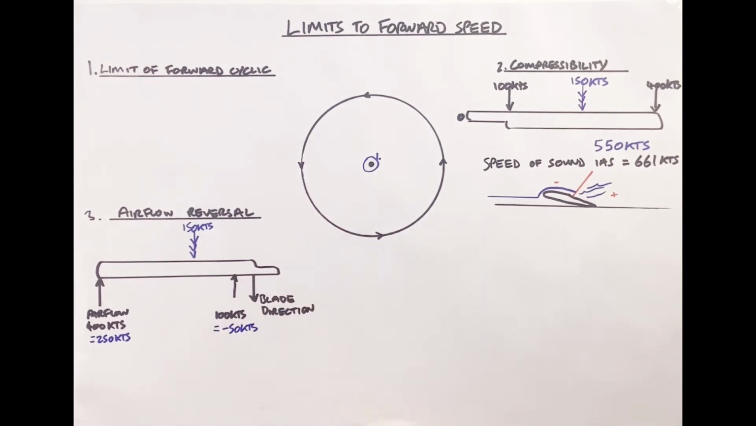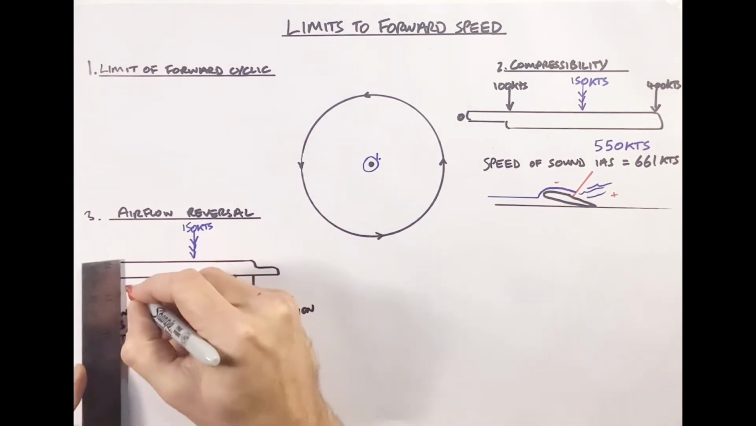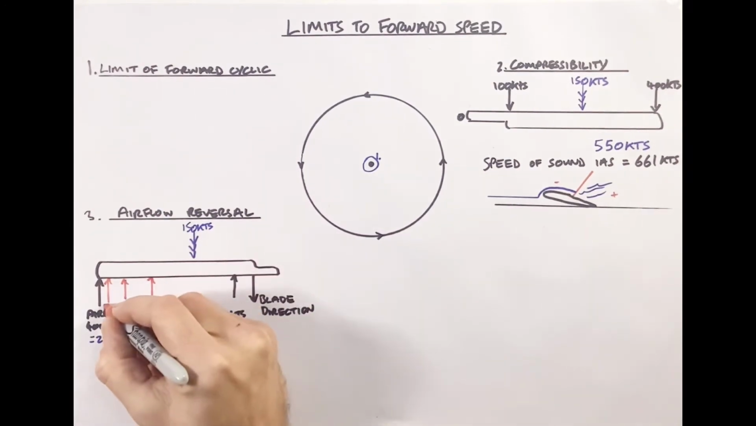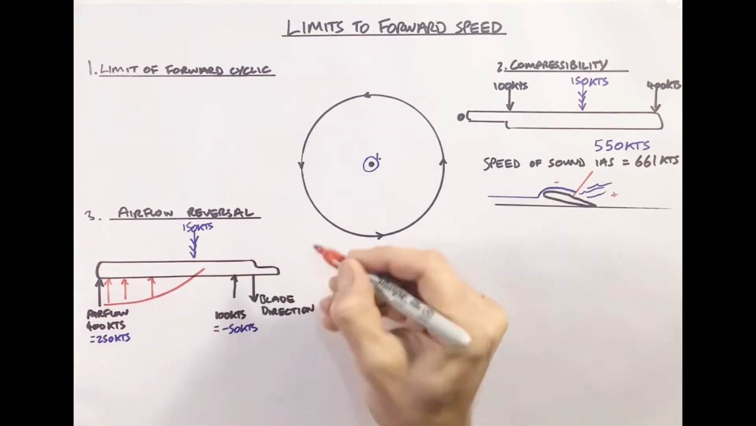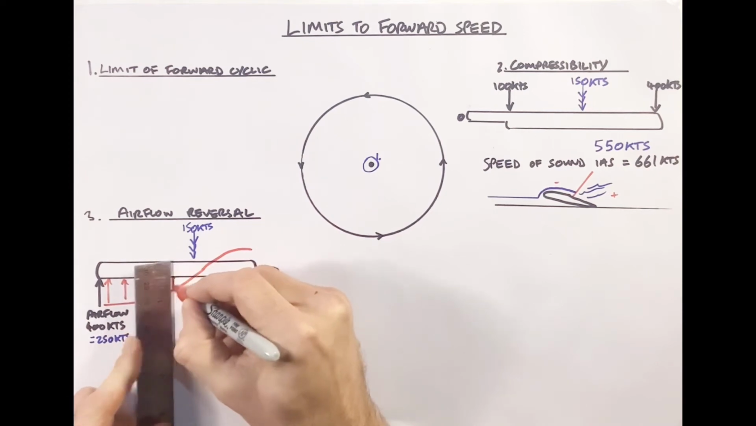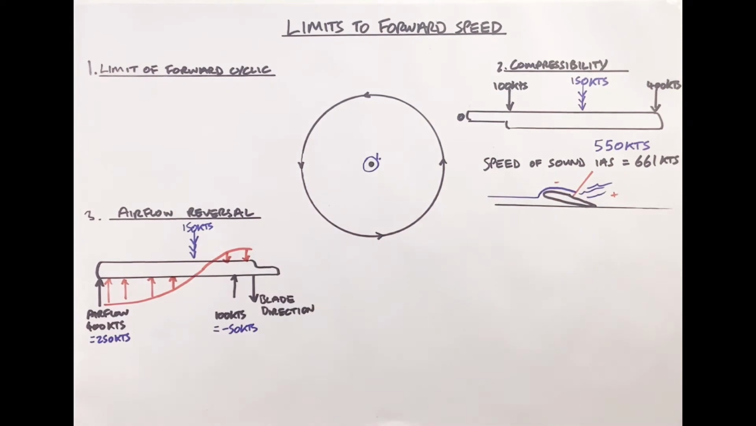So we get negative 50 knots. What does that look like? Well, we end up with a flow pattern which, as we move towards the root, literally sees the airflow reverse direction. What effects does this have?